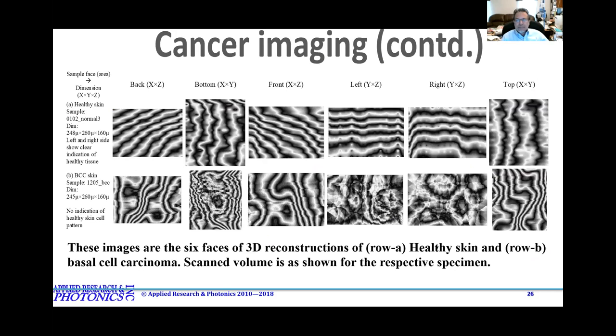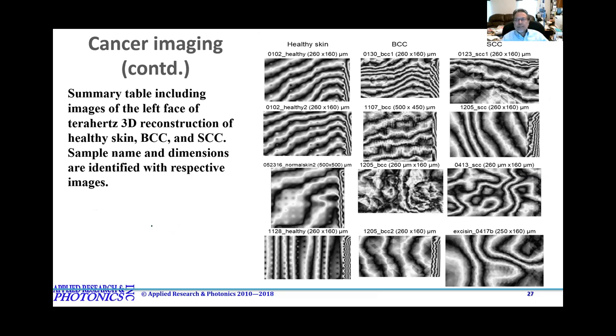So here is a summary of six phases of 3D reconstructions of healthy skin. Row 1 is all healthy skin, and row 2 is basal cell carcinoma. So just looking from different sides, you can still see the healthy cells. Healthy skin has a regular cellular pattern that one can see. And the basal cell carcinoma has totally changed the cellular pattern. Here is another comparison with the healthy on the left column, the basal cell carcinoma in the middle column, and the rightmost column is the squamous cell carcinoma.